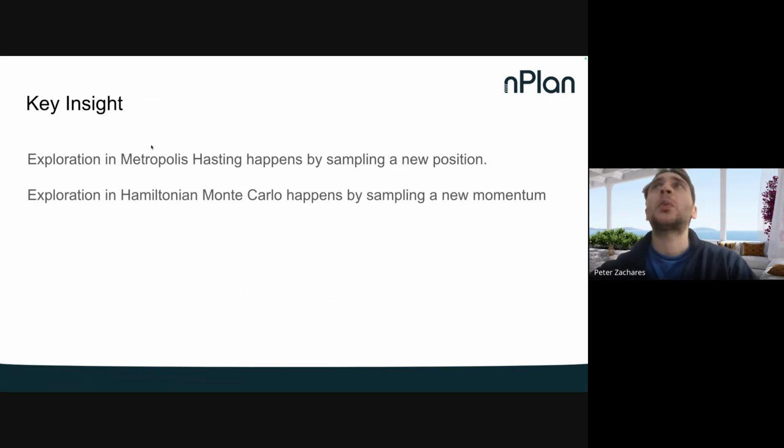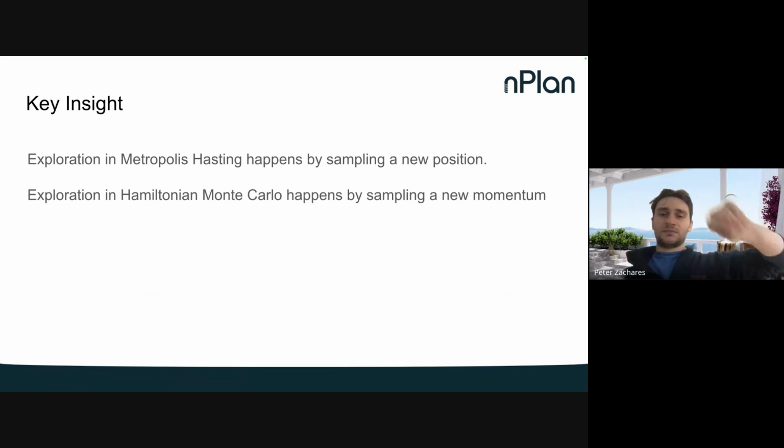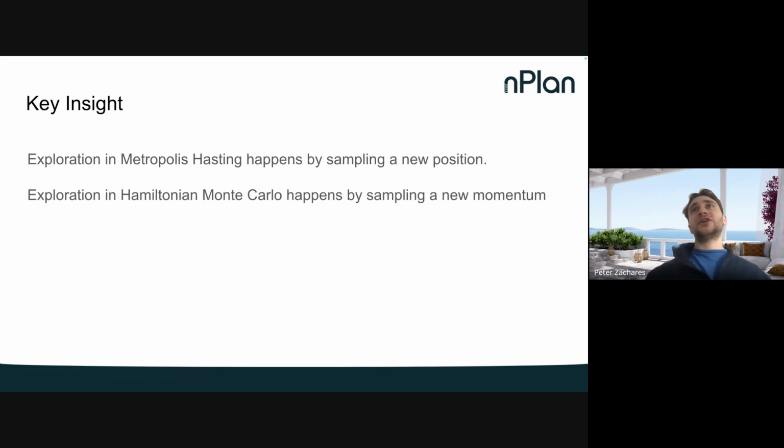So one key insight that we might talk about next time is that exploration in Metropolis Hastings happens by sampling a new position. In Metropolis Hastings, you're always sampling new positions to explore the state space. But exploration in Hamiltonian Monte Carlo happens by sampling new momentums. So you're using the momentum and a new momentum to change where you're going.